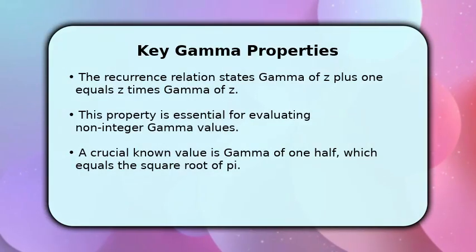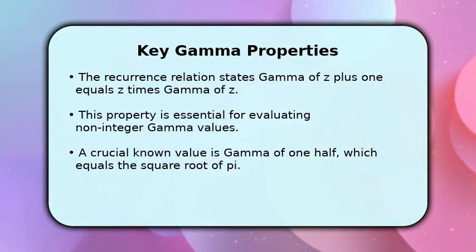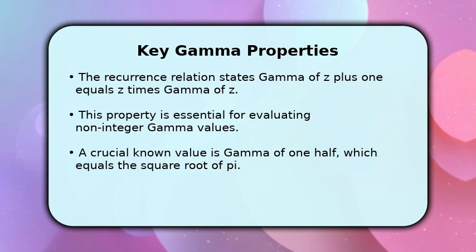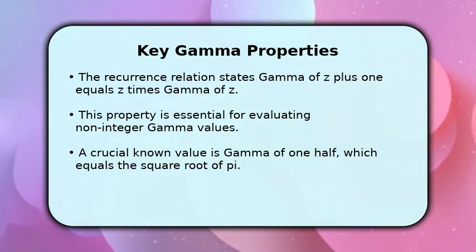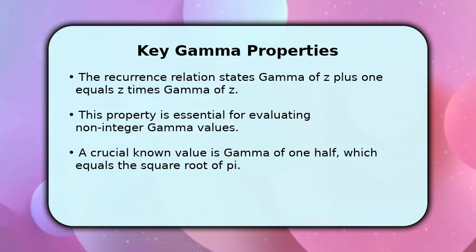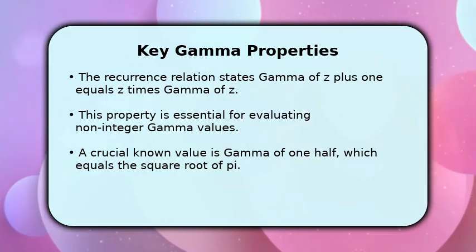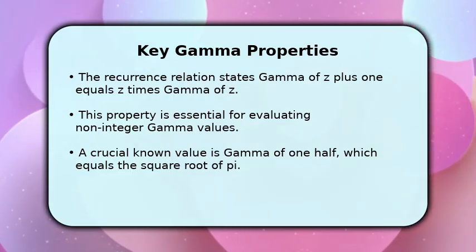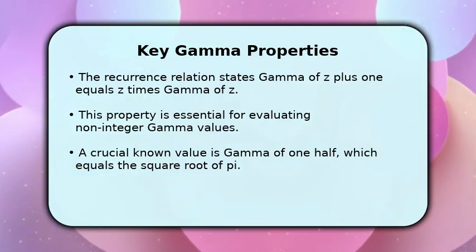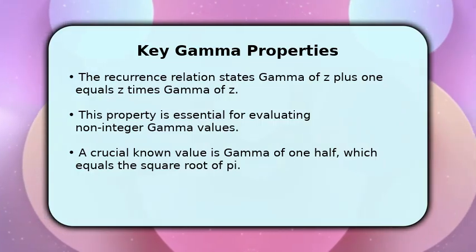To calculate gamma of 5 halves, we rely on two key properties. First, the fundamental recurrence relation, gamma of z plus 1 equals z times gamma of z. This allows us to break down complex gamma values. Second, we know that gamma of 1/2 is equal to the square root of pi. These two facts are our main tools.